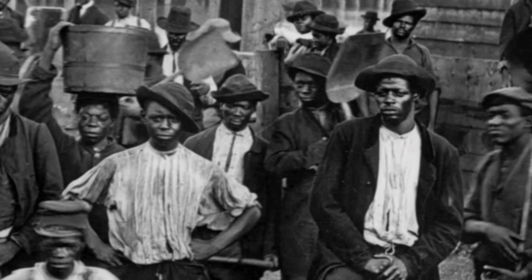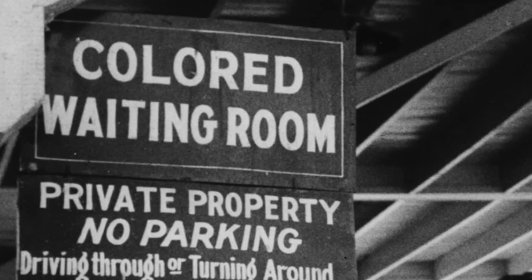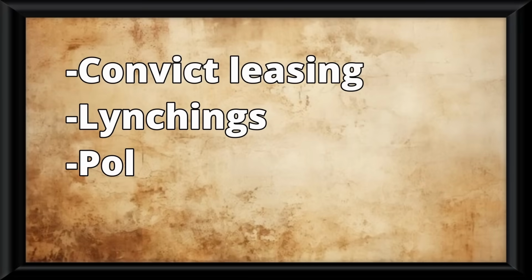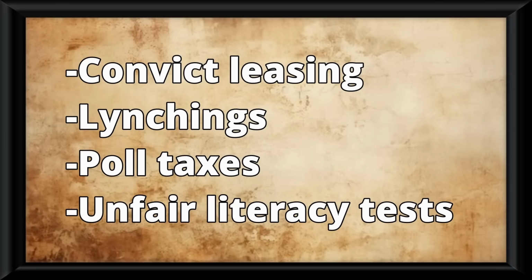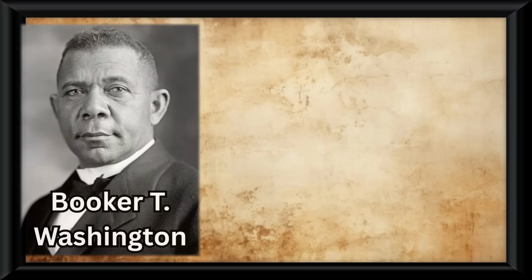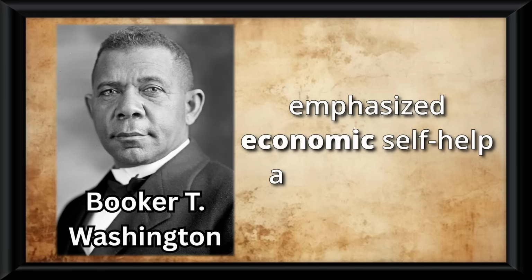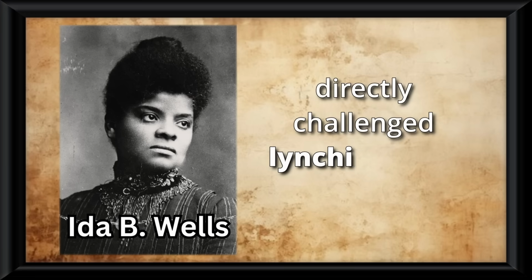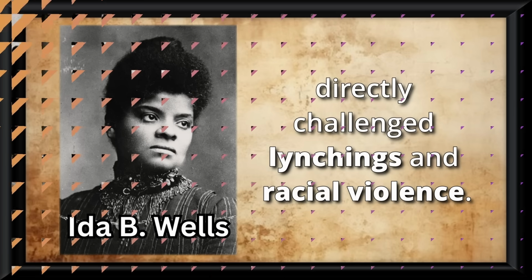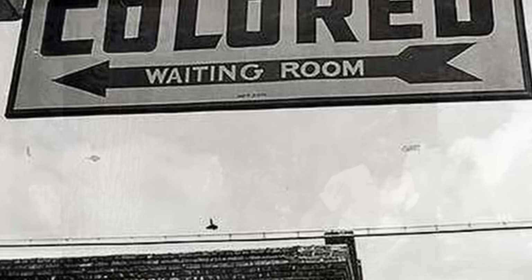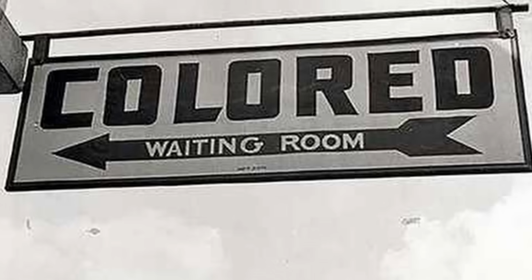In practice, this whole separate but equal thing never actually worked out. African Americans constantly received worse facilities, fewer resources, and almost zero legal protection. Convict leasing, lynchings, poll taxes, and unfair literacy tests were all still very common across the South. Now, there were people who advocated for African American rights, such as Booker T. Washington, who emphasized economic self-help and education, and journalists like Ida B. Wells directly challenged lynchings and racial violence. But with these Jim Crow laws now being considered constitutional, it would be hard for any real civil rights to appear until quite a bit later.